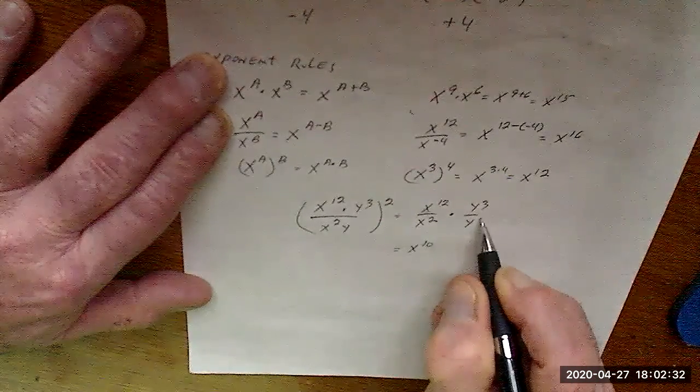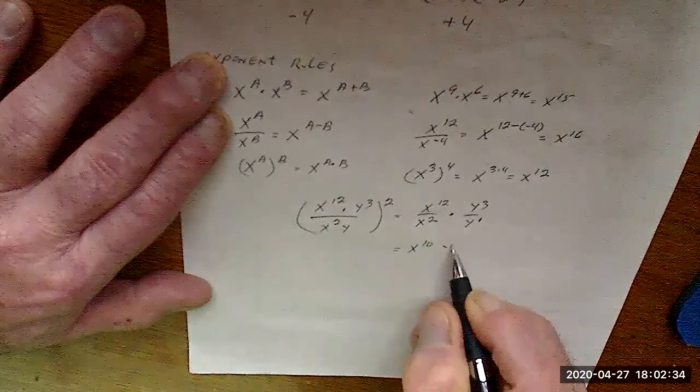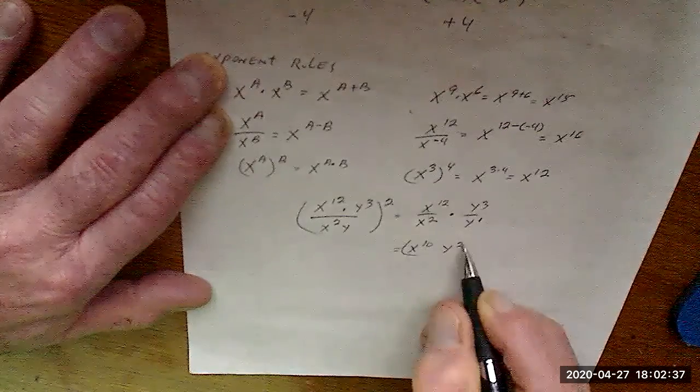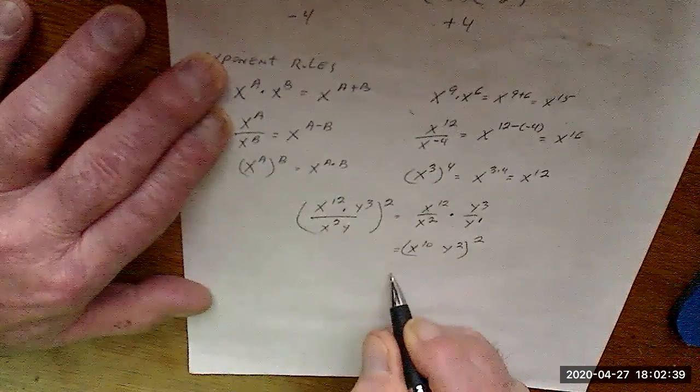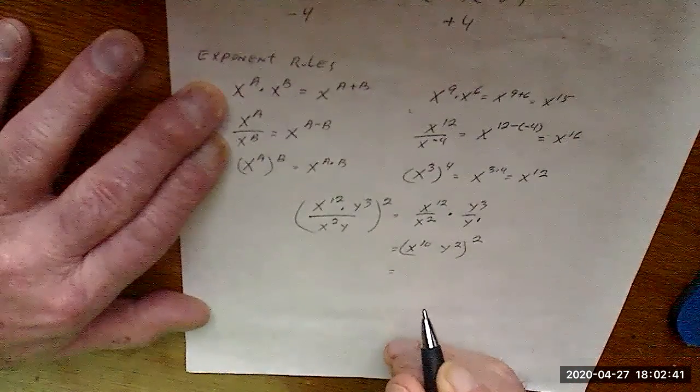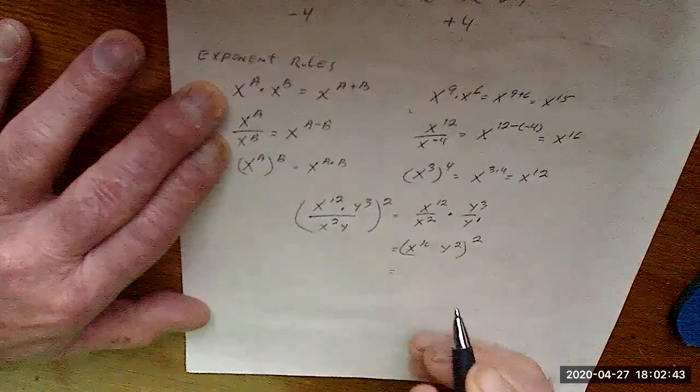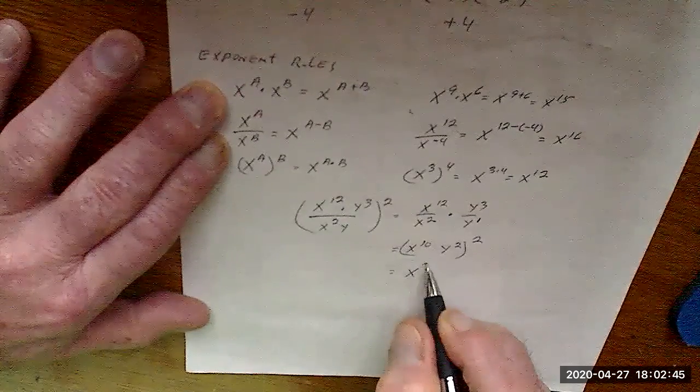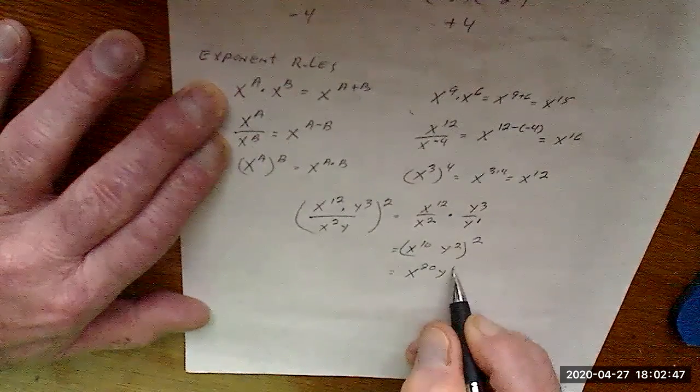Y means y to the 1st power. So therefore, it's y to the 2nd. All of this is being squared. Remember, when we're raising exponentials to another power, we multiply the powers. So that's x to the 20th, y to the 4th.